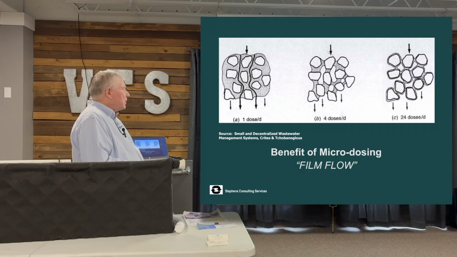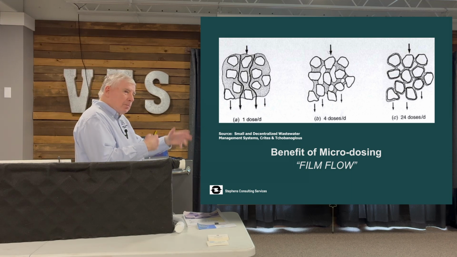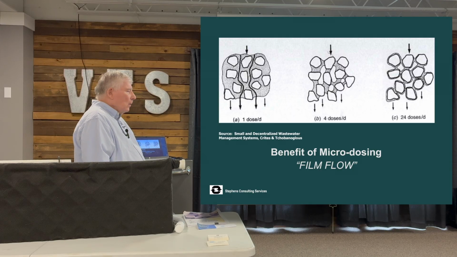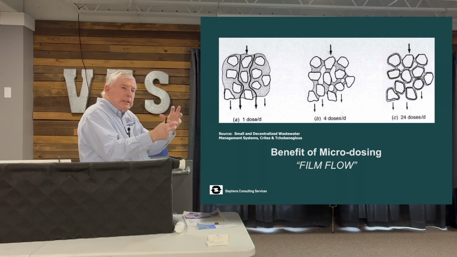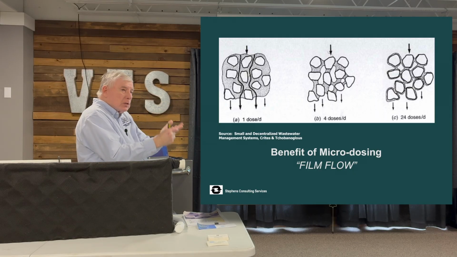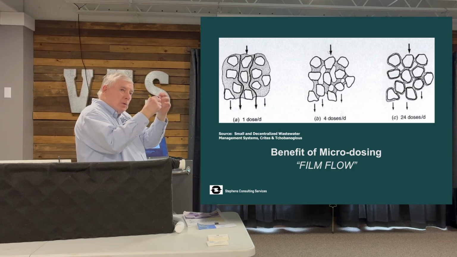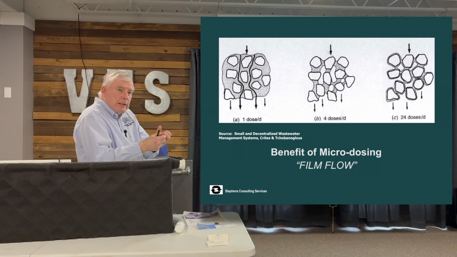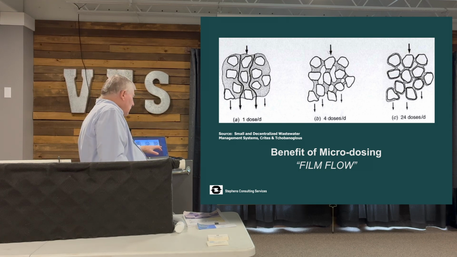At 1 dose per day, you just flood everything out. With 4 doses a day, you flood out most of the pore spaces, but you still have a little bit of entrained air. With 24 doses a day or smaller doses, you just get a little bit of water going down through the soil or the media slowly, and as it passes slowly, it flows over the surface of the soil grains where the bacteria are, rather than rushing through the pores. So you get better treatment when you use these small dosings, i.e. film flow or microdosing.